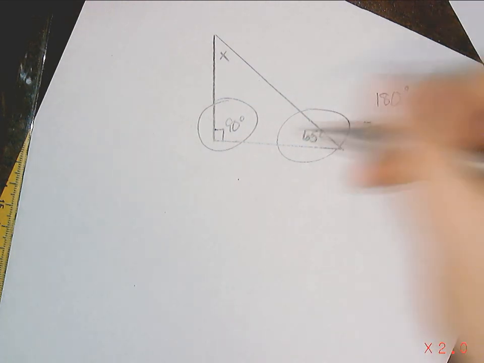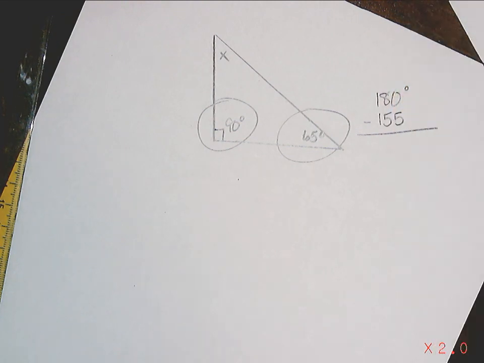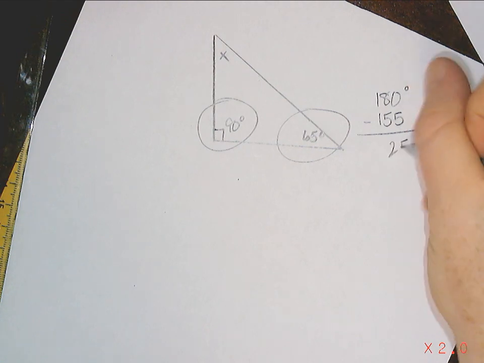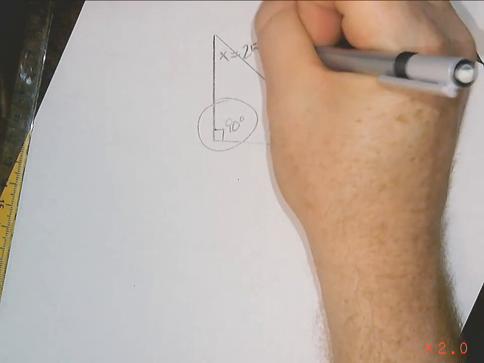So you're going to add them up: 155. Subtract that from 180, and you should get 25 degrees. That's what's left over. That means x has to be 25 degrees right here.